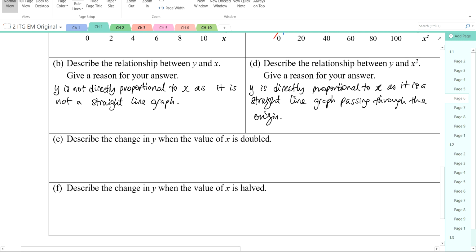Okay, so when x is doubled, y is quadrupled. Q-U-A-D-R-U-P-L-E-D.